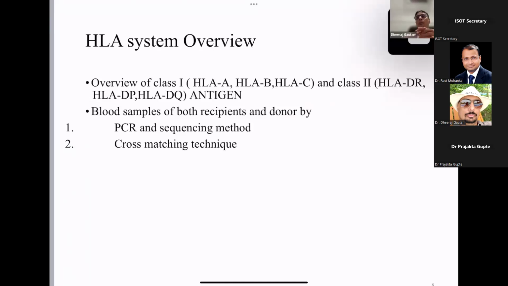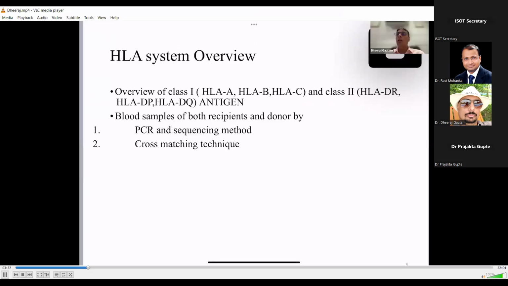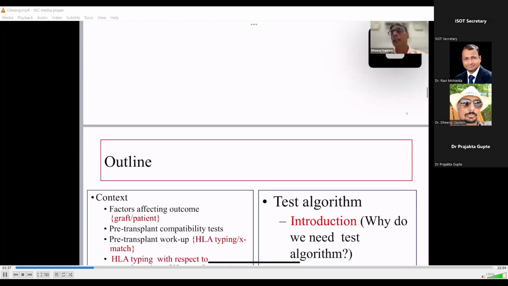HLA system overview. So what is HLA? HLA is a group of antigens: HLA-A, HLA-B, HLA-C, and the class 2 antigens, HLA-DR, HLA-DP, and HLA-DQ. So we take the blood samples of both the recipient and the donor. We take the serum of the patient and the WBCs of the donor. Then we can do either a PCR technique, a sequencing method, or the cross-matching technique with Luminex.